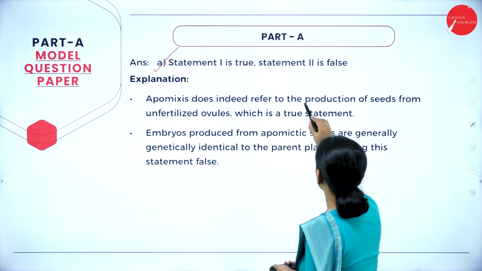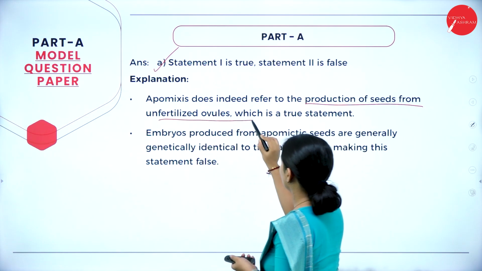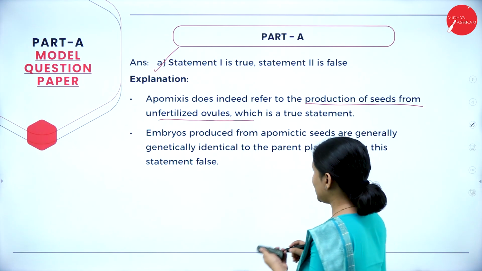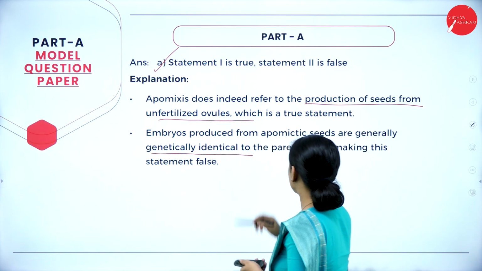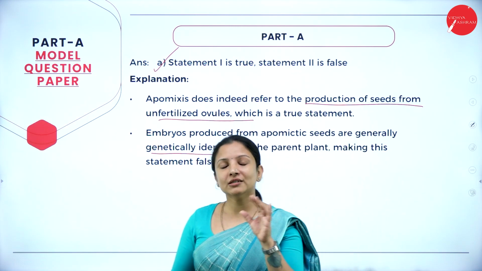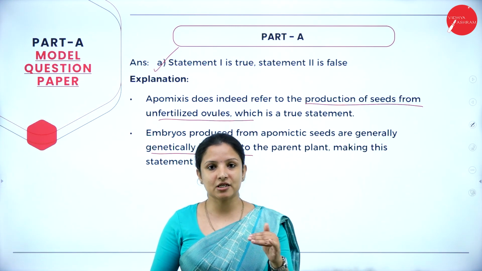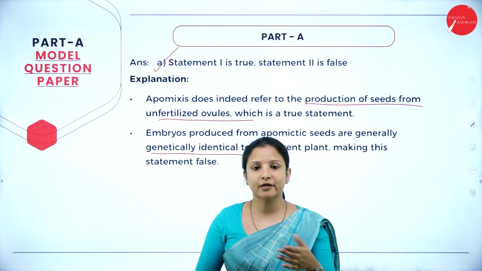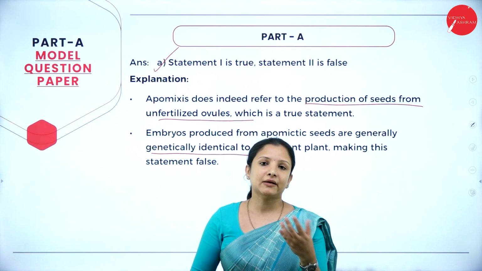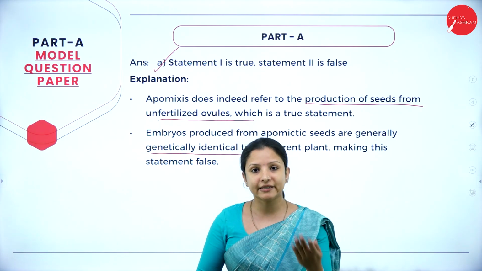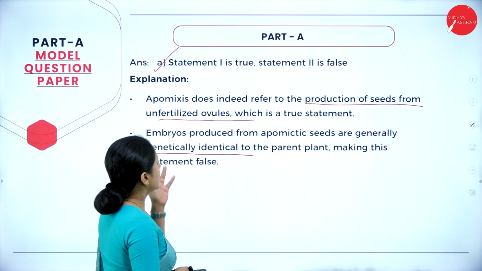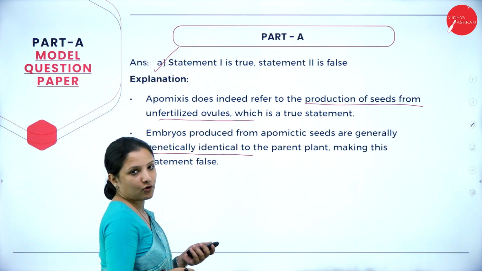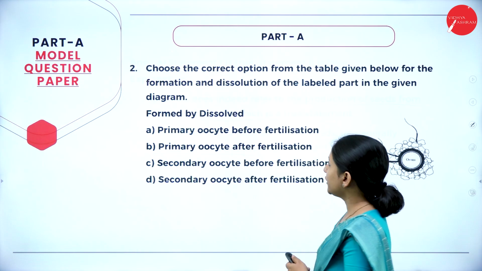Apomixis refers to the production of seeds from the unfertilized ovule. So, therefore, the statement is true. Now, embryos produced from the apomictic seeds are genetically identical to the parents because pollen is not involved there. Without the fertilization process, that is the ovule from the female and the male gamete from the male, the development of the seed takes place. So, therefore, they will be genetically identical to the parent. So, the second statement was false. Option A, statement 1 is true, statement 2 is false, is the correct answer for this question. So, moving on to the next question.